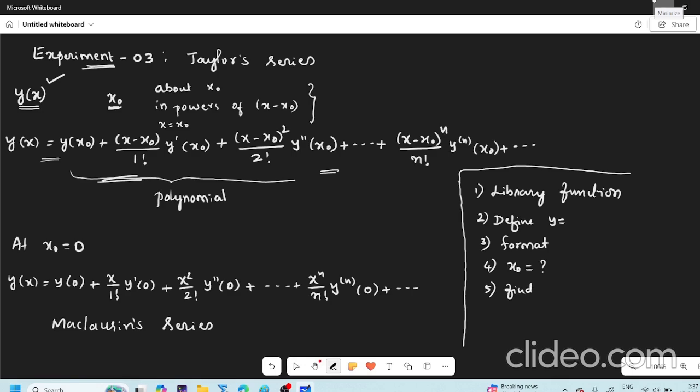Find derivatives. Then simplify it. To find the derivatives, we use the code diff of y comma x. Y comma x refers to the dependent variable here. In the first place, you have to write the dependent variable. Here, you have to write the independent variable. Which function I have to differentiate should be written in the first position. With respect to which variable I have to differentiate should be written in the second place.